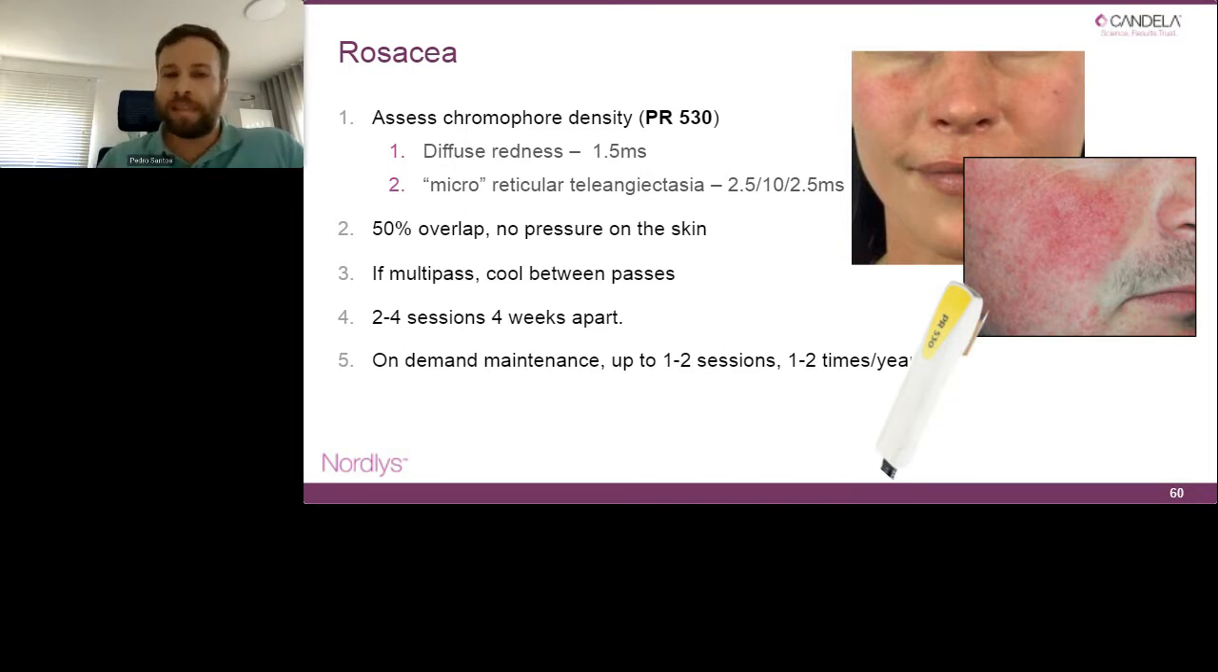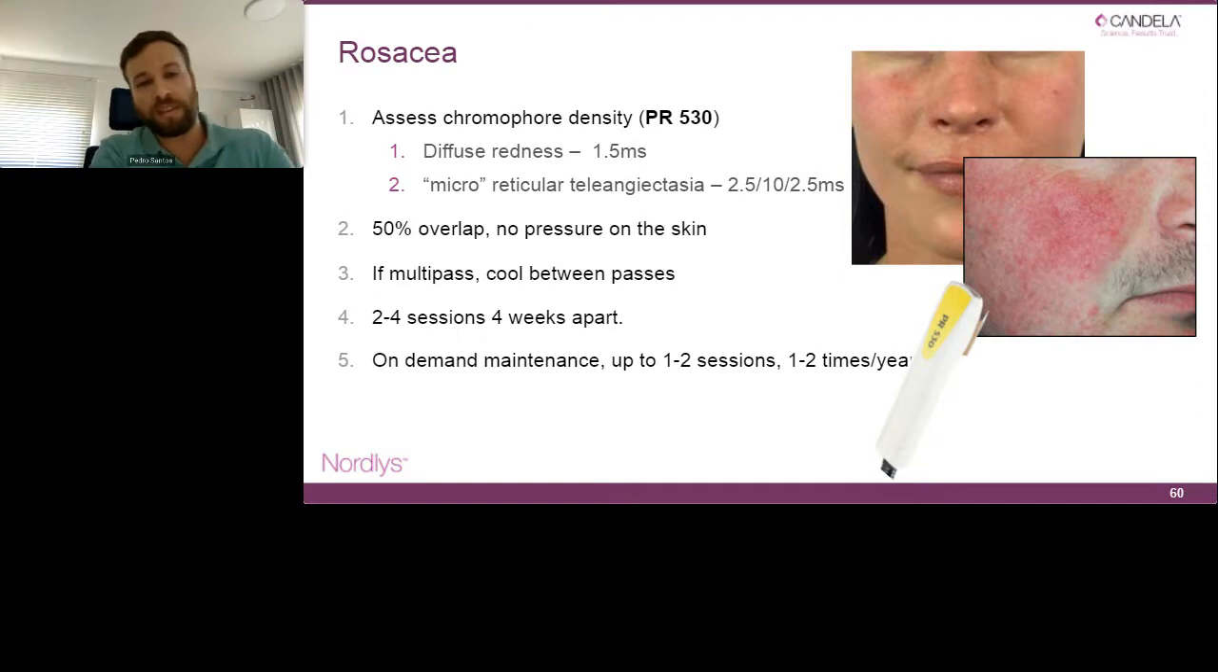When do we need this multipass? Sometimes we have some diffuse redness and a high density pattern of this microreticular telangiectatic pattern. So we can do the first pass with the 1.5 milliseconds pulse and cool the skin, and afterwards do a second pass with the 2.5 pulse regimen to address both conditions at the same time and improve efficacy.